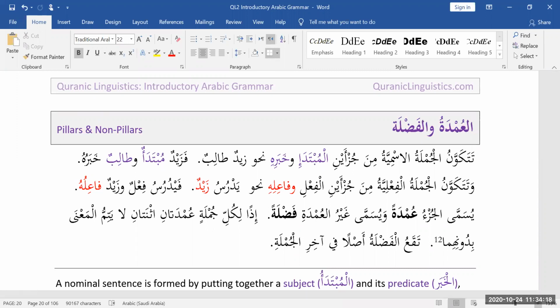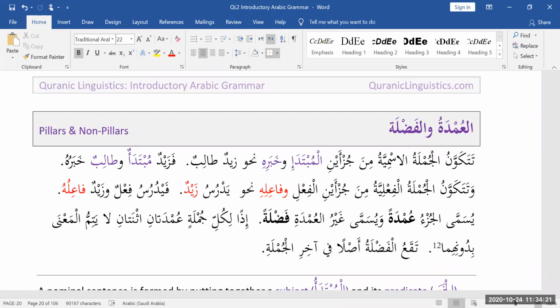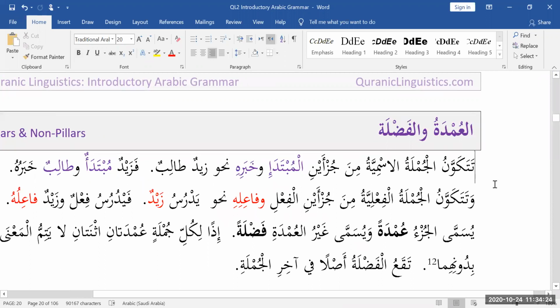What is this thing called al-umda and fadla? Let's try to understand these foundational, super critical concepts. تتكون الجملة الاسمية, the nominal sentence. What's a jumla ismiya? Nominal sentence, it's made up of two parts, min juz'ain, as a minimum. Al-mubtada, which is the subject, wa khabarihi, and its predicate.